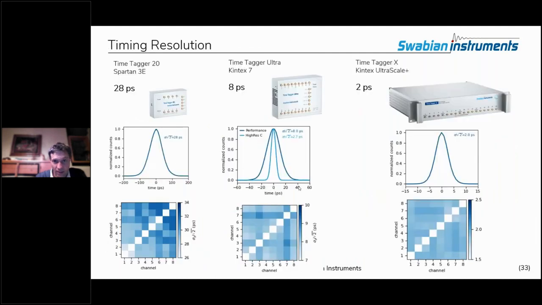All right. Once you've done all this and dealt with all these tricky details, you can indeed push the time resolution to quite extreme numbers, and you see that here. The Time Taker 20 is based on quite an old FPGA, the Spartan 3E, and even with that FPGA, you can achieve 28 picosecond RMS jitter. The Time Taker Ultra uses the Kintex 7 FPGA, and there we achieve 8 picosecond timing jitter. And with the Time Taker X, with the latest generation Kintex UltraScale Plus, the timing resolution goes down to 2 picosecond RMS, as you see here.